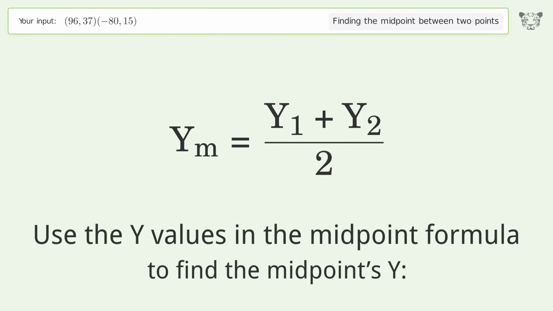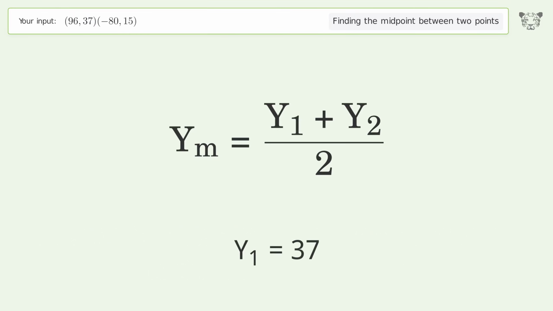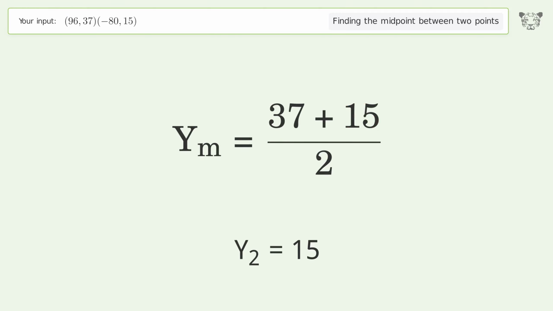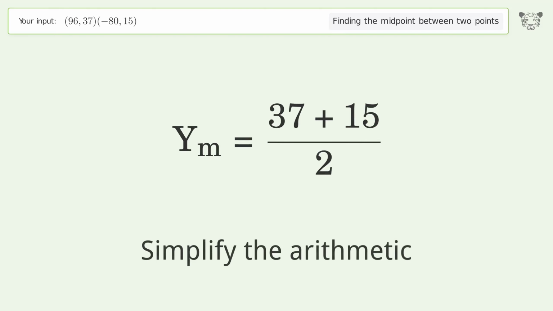Use the y values in the midpoint formula to find the midpoint's y. y1 equals 37. y2 equals 15. Simplify the arithmetic.